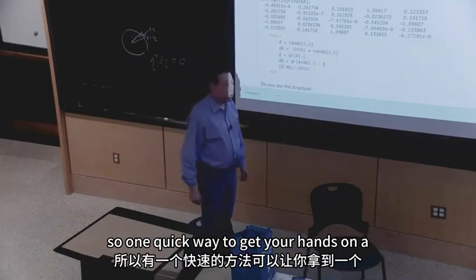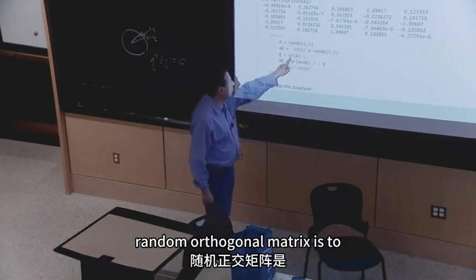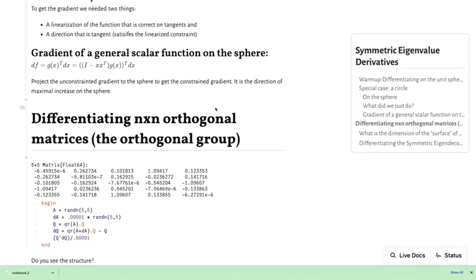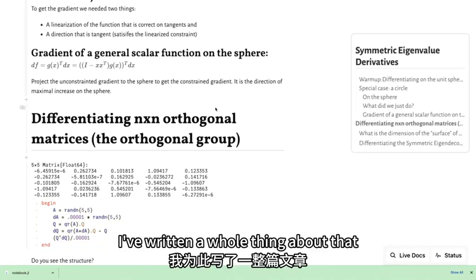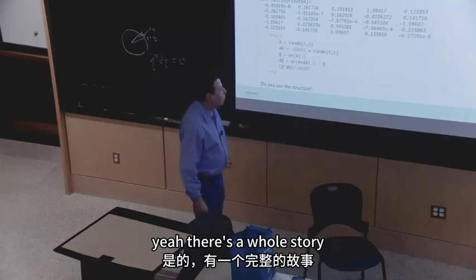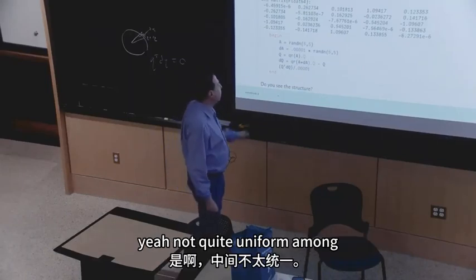So one quick way to get your hands on a random orthogonal matrix is to do the QR factorization of A and grab the Q component. It's quite uniform. Yeah, I've written that down. I've written a whole thing about that. But if you randomize the signs, then it would be. Yeah, there's a whole story. I contacted the LAPACK people years ago about that. Yeah, not quite uniform among.